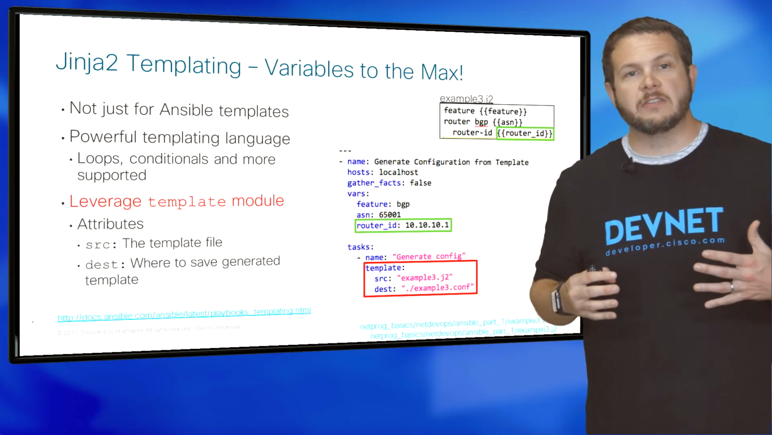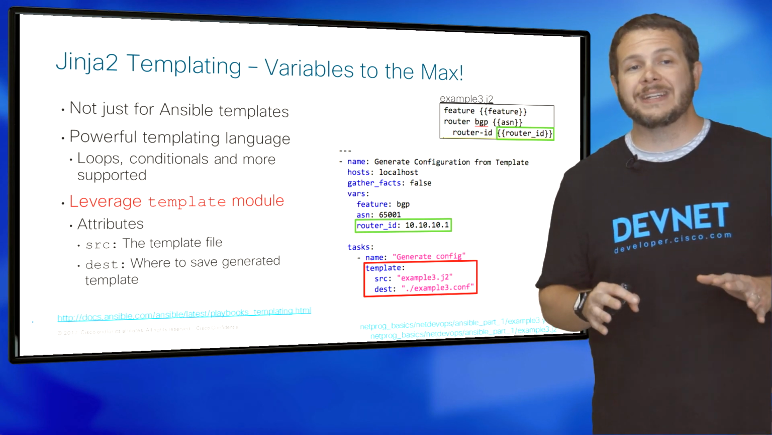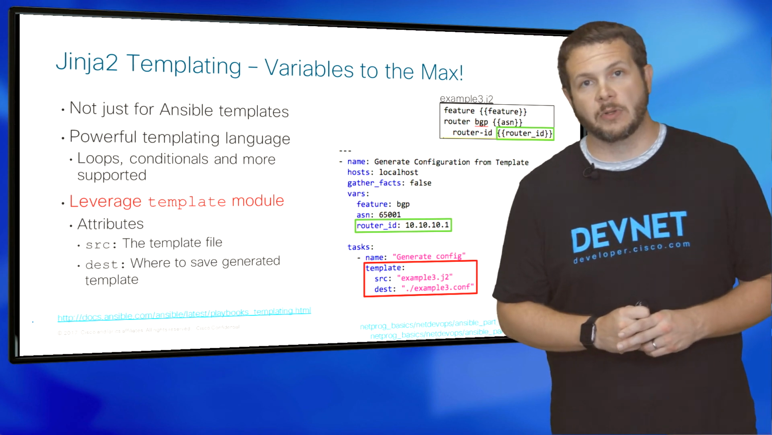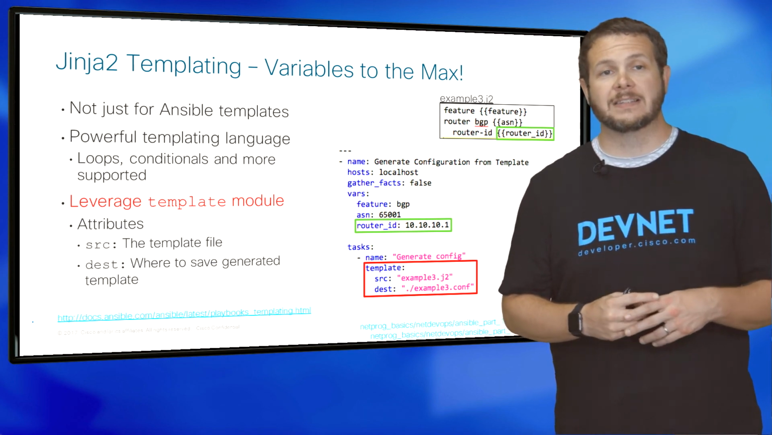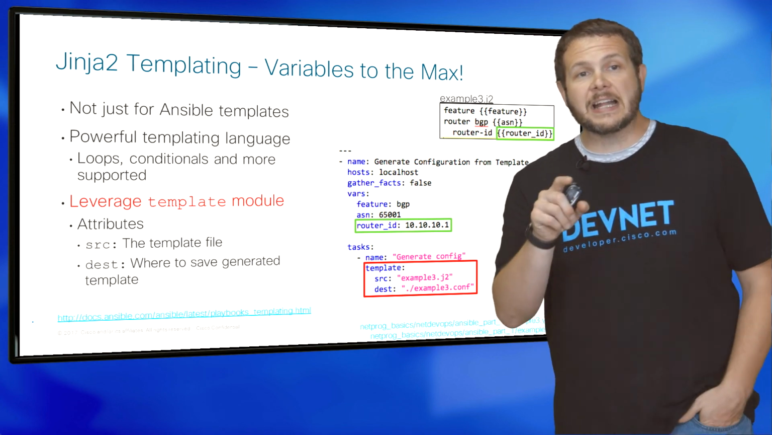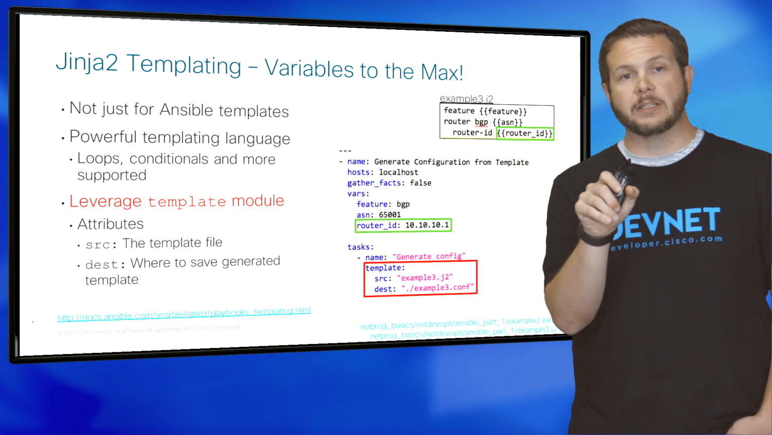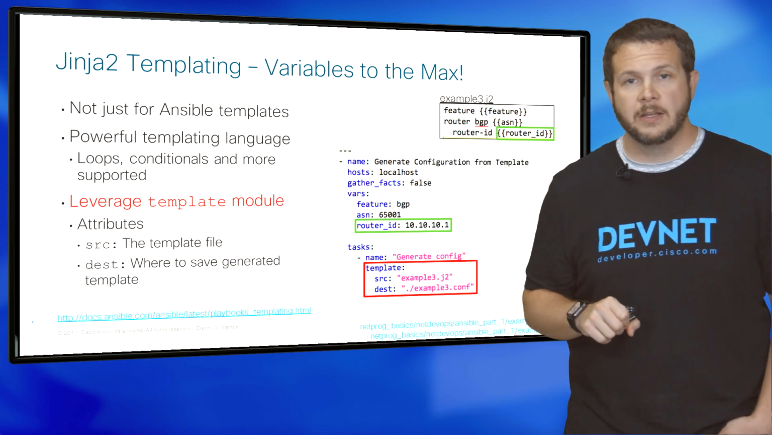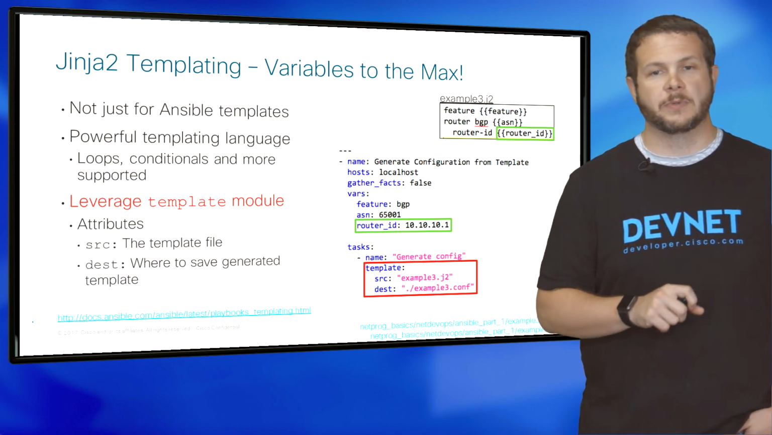We can take variables to the very extreme by using Jinja 2 templating. Now, Jinja 2 templating is not something just used in Ansible. It's a common method of creating templates and configuration files across lots of different languages and heavily used within Python. Inside of Jinja 2, you can do powerful templating control structures like loops and conditionals, but we can use it very simply inside of Ansible by using a template module that's there.